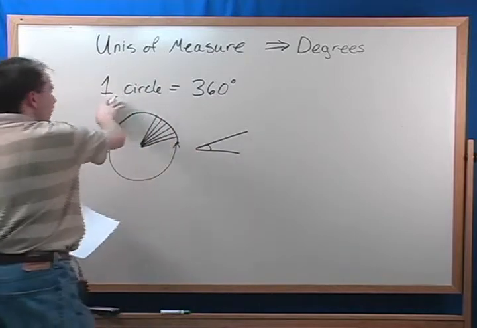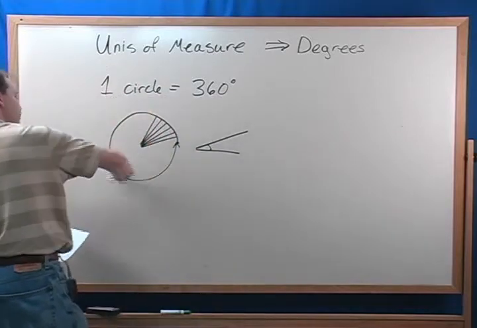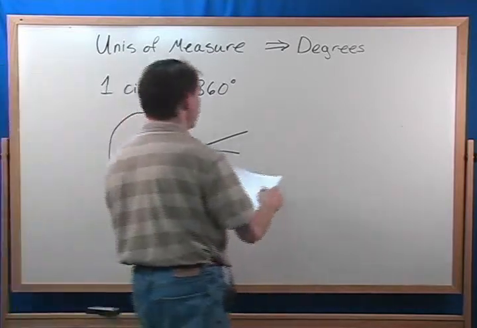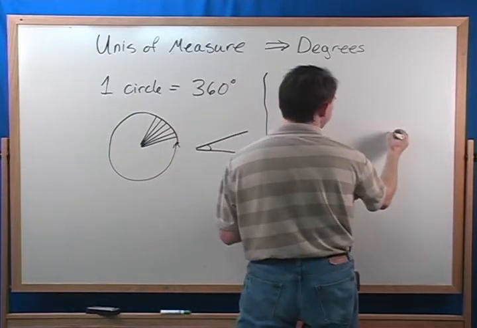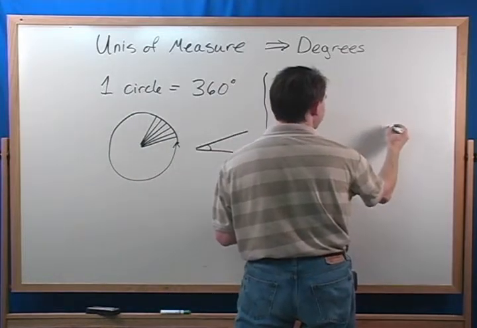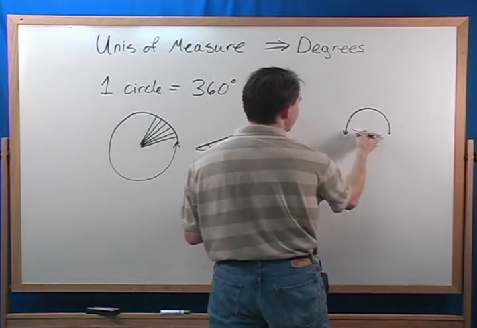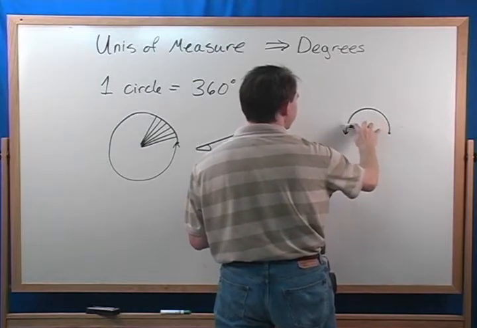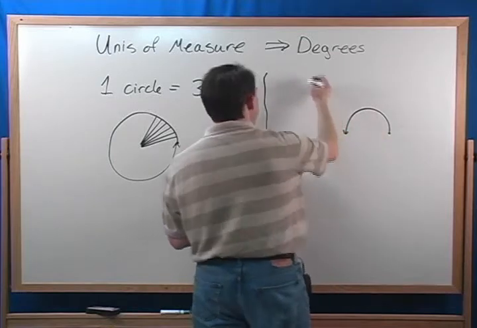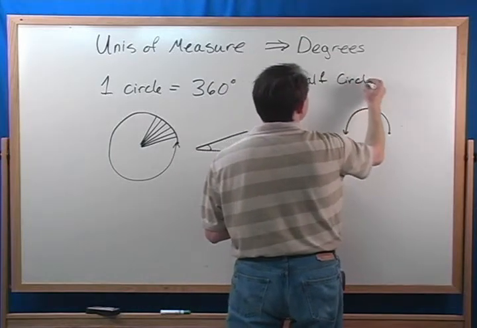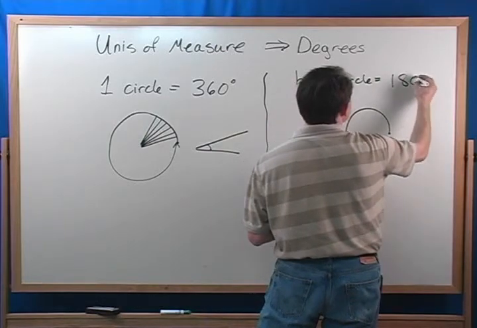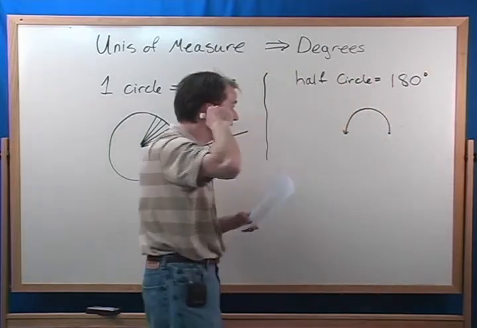So knowing that there's 360 degrees in one circle, then it shouldn't be too hard to figure out that a half circle, like this, I start measuring bigger and bigger angles, and then I just go halfway, a half circle is equal to 180 degrees.